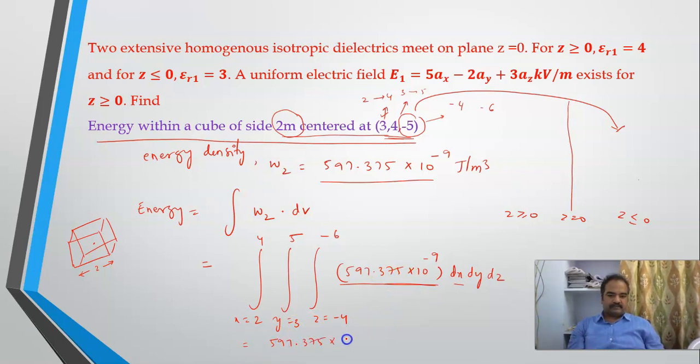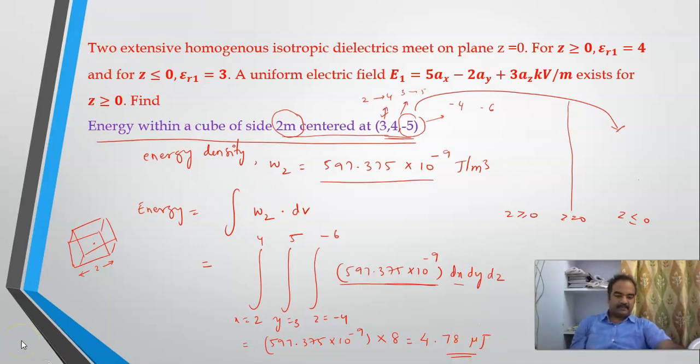So what I will be getting is 597.375 into 10 to the power of minus 9 into, I will be getting somewhere around 8, which is something around 4.78 microjoules. This is my answer. I hope now you have understood how to employ boundary conditions for solving electric field problems. Thank you.